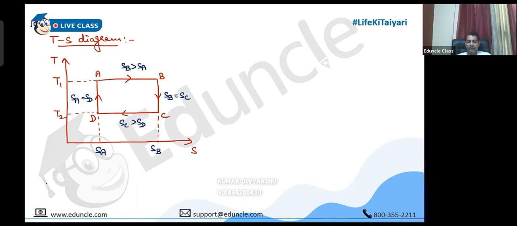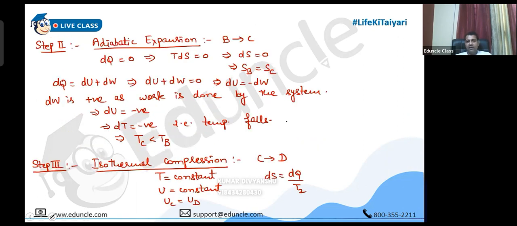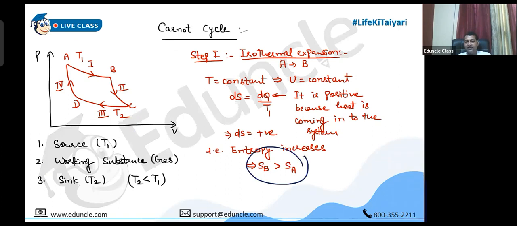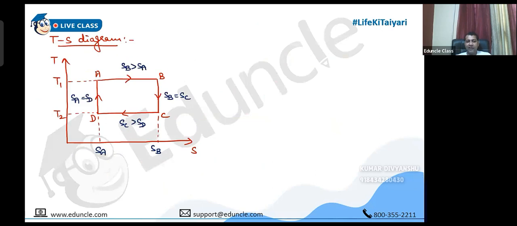Because in the first process, what is our conclusion? See, come here again. In the first process, we have concluded that the entropy is increasing and the temperature is constant. So when we move from A to B, temperature does not change, entropy increases. It means it will be a straight line parallel to the S axis, because temperature is constant and S is increasing. And when we move from B to C, entropy is constant and temperature is decreasing. Please check everyone. Clear?